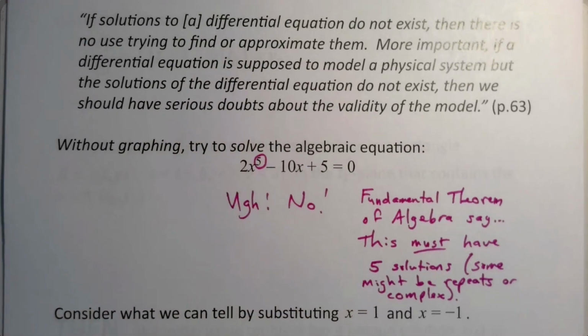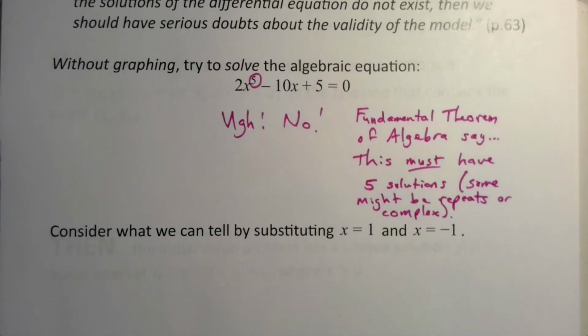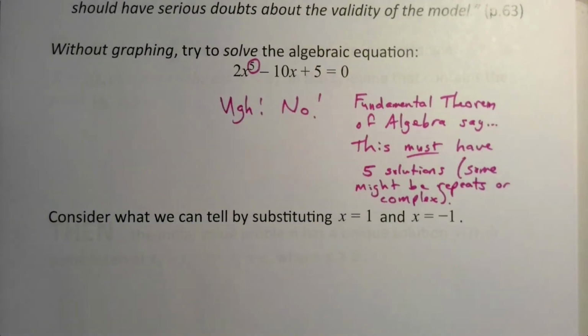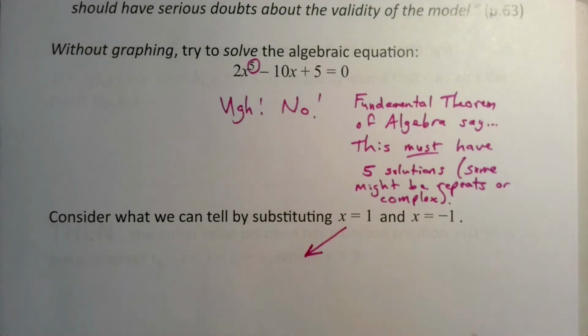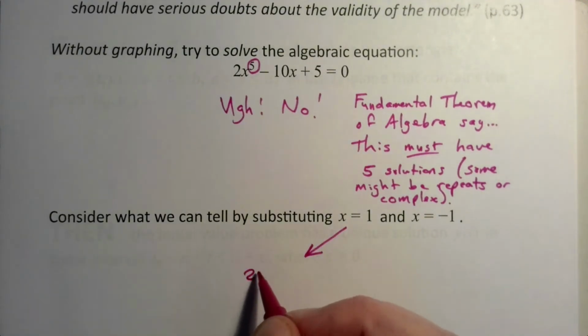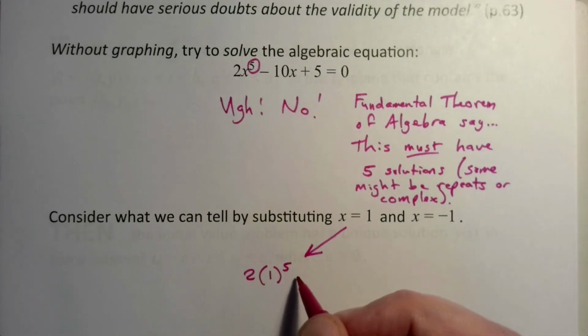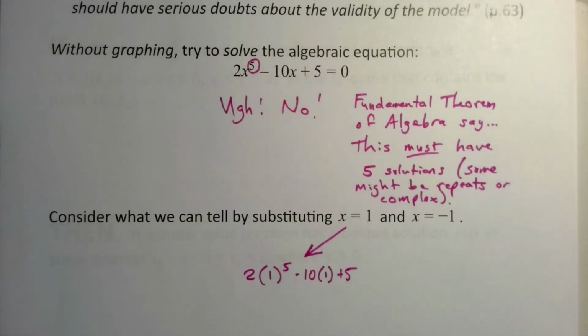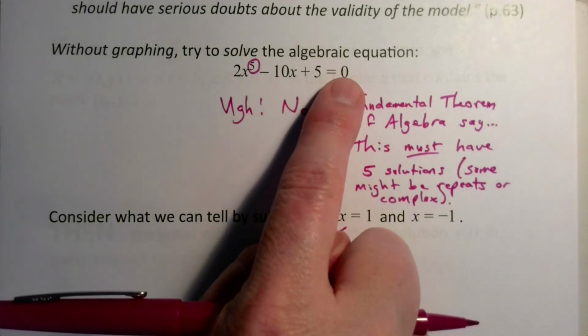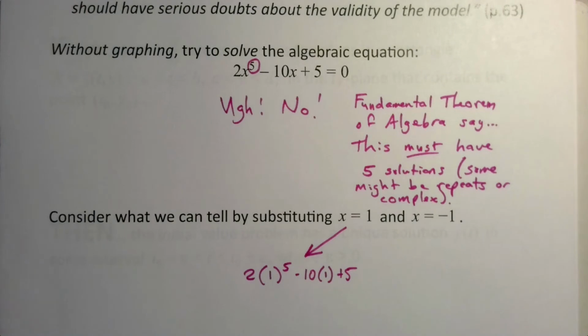So one way we might approach this problem is to get into the weeds and say, well, what if we substituted values of x? What if we substituted a value of x equals 1? In that case, it would be 2 times 1 to the 5th minus 10 times 1 plus 5. And notice I'm not setting it equal to 0, because I don't think I would just guess the right answer. But notice what this gives us. This becomes 2 minus 10 plus 5, which is negative 3.